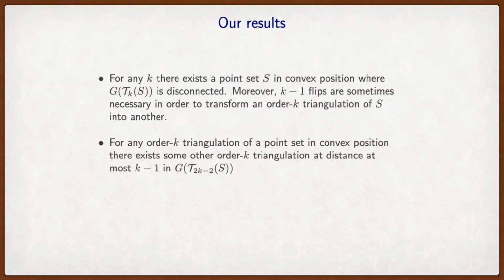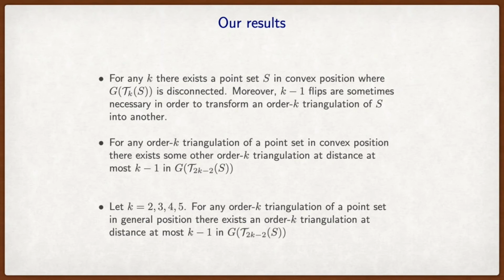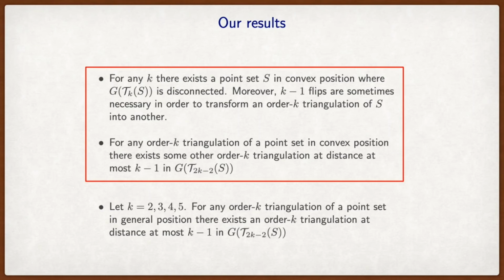Then we show that this is a tight result, meaning that for any order K triangulation of a point set in convex position, there exists some other order K triangulation at distance at most K-1 in the flip graph of order 2K-2 triangulations of such point set. And finally, we show this for a generic point set for K up to 5. In this presentation, I will give ideas for the first 2 results.